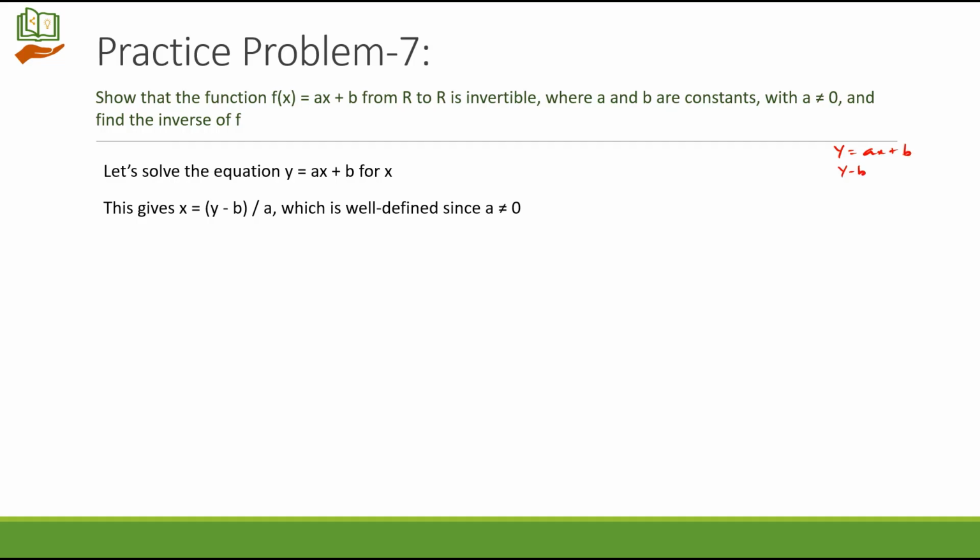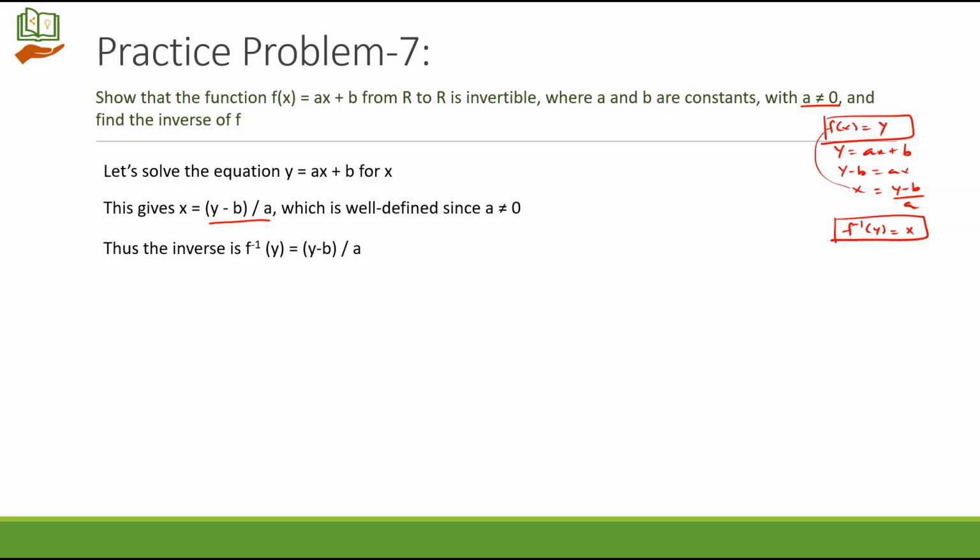So y minus b is equal to ax. X is equal to y minus b by a. This is what we have got here, which is well defined since a is not equal to 0. Thus the inverse is f inverse of y, which is equal to y minus b by a. F inverse of y should actually give you x and f of x should actually give you y. Now what is in the place of x? We know x is y minus b by a. So we are substituting this particular value.